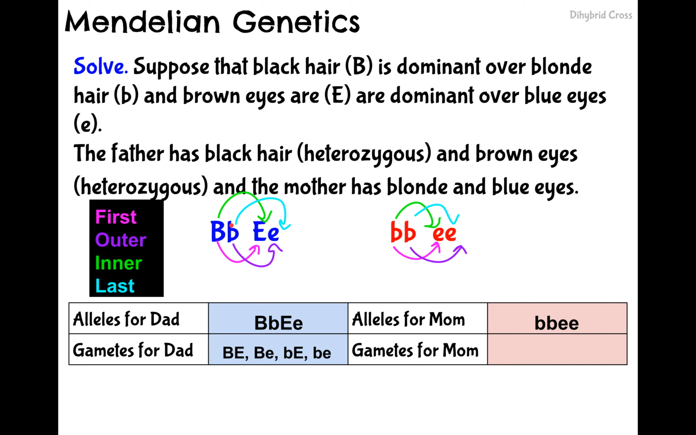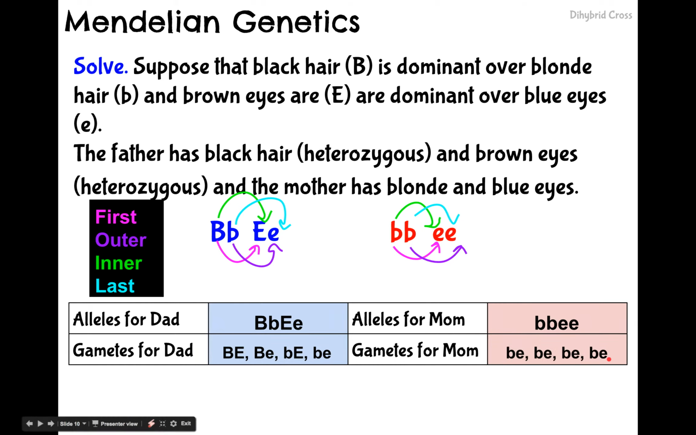Next would be inner, so that would be here, and then last. I completely butchered those arrows. I will fix them on the presentation, but hopefully you guys know first, outer, inner, last. I apologize for that, but hopefully you get the gist. And then the same thing over here, because they're all the same alleles, you're going to end up with all the same gametes.